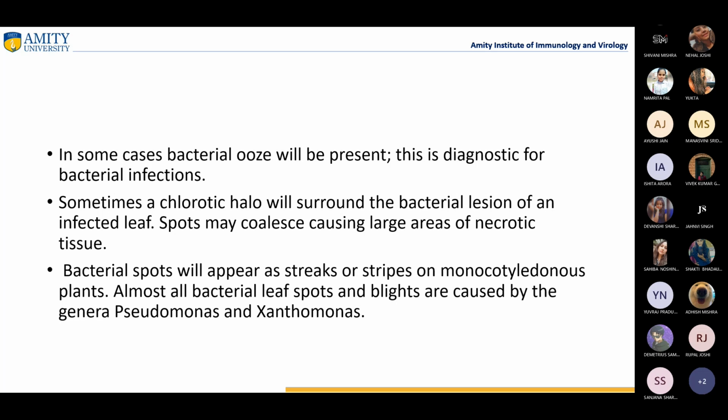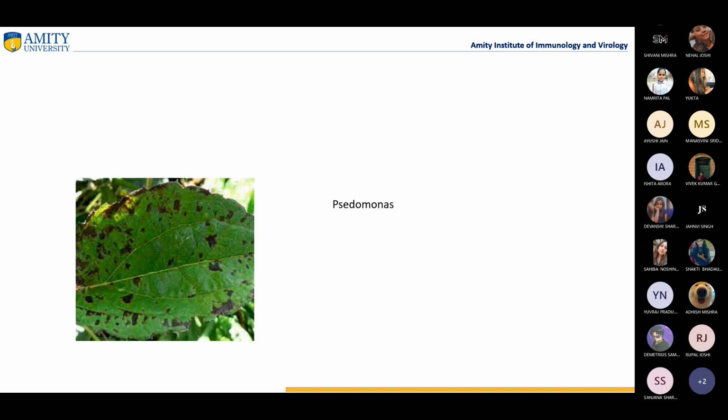So almost all bacterial leaf spots and blights are caused by the genera Pseudomonas and Xanthomonas. So they cause the bacterial leaf spot diseases. Fungal leaf spots, we studied, are caused by Alternaria, Septoria, Phyllosticta. So these are called fungal leaf spots. Bacterial leaf spots are caused by Pseudomonas and Xanthomonas. These are Pseudomonas leaf spots being shown on a certain leaf.